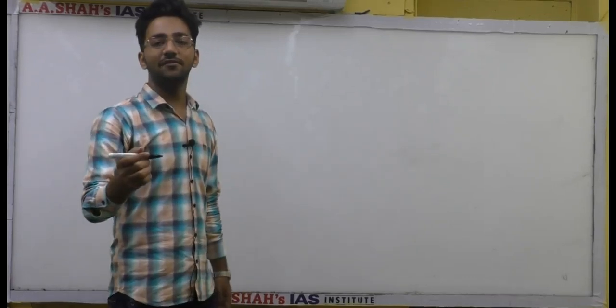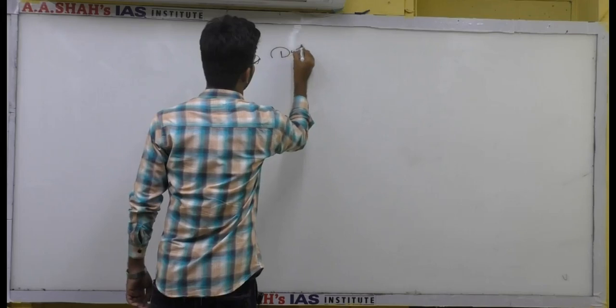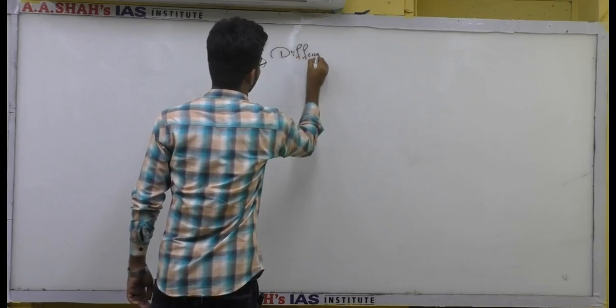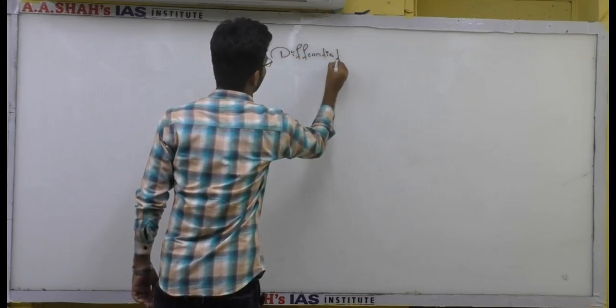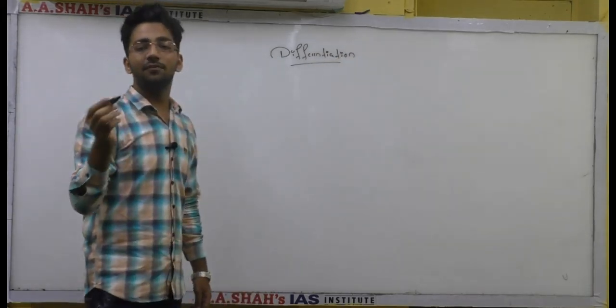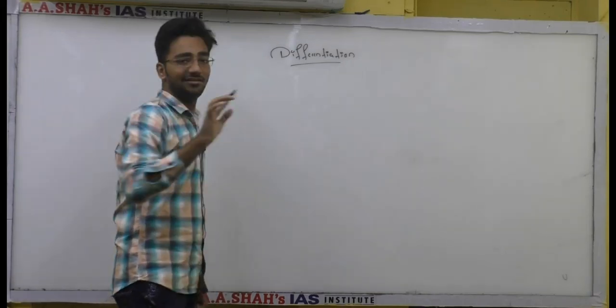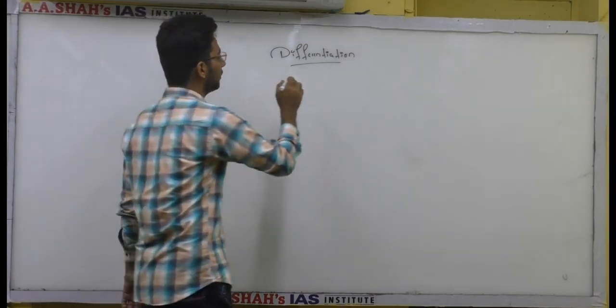Hello friends, today we will discuss differentiation. Differentiation is nothing but the rate of instantaneous change. Now if we have a rate of change, then we always go for the slope.